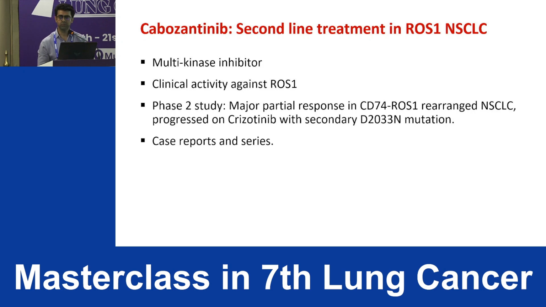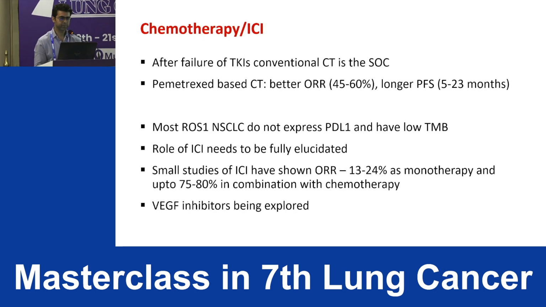The next drug is cabozantinib, which, as we all know, is a multi-kinase inhibitor, and it has clinical activity against ROS1 as well. In an early phase 2 study, major partial response was seen in patients with CD74-ROS1 rearranged NSCLC who had progressed on crizotinib, with a secondary mutation of D2033N, which is the second most common mutation present in ROS1 positive advanced NSCLC. There are a few case reports and series as well that have shown cabozantinib is active in patients who have progressed on first-line treatment with TKIs.